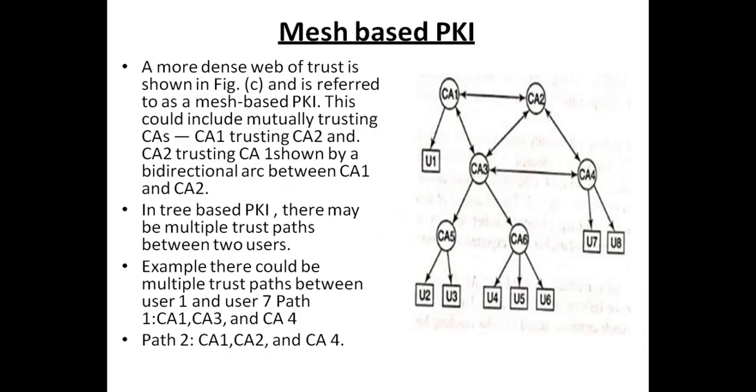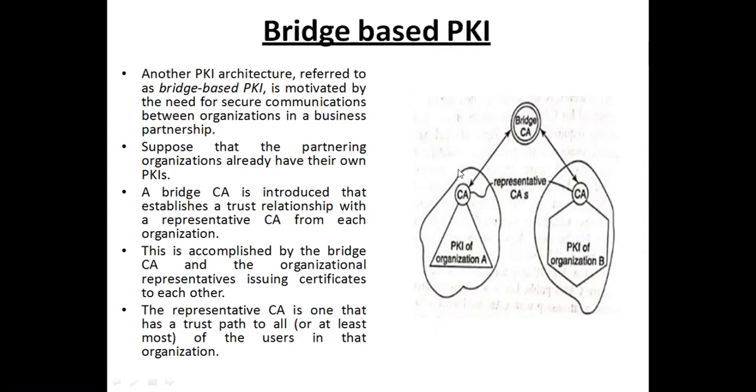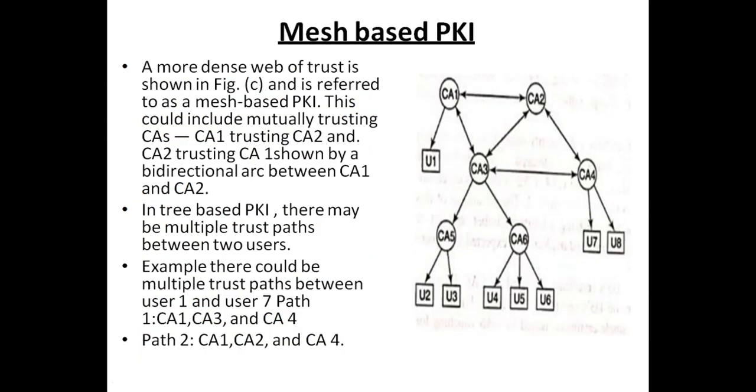Mesh-based public key infrastructure. A more dense web of trust is referred to as a mesh-based public key infrastructure. This could include mutually trusting certifying authorities. CA1 trusts CA2, and CA2 trusts CA1, which is shown by a bidirectional arc. We can notice here that CA1 and CA2 have a mutual trust relationship with this bidirectional arc. In this mesh-based public key infrastructure, there may be multiple trust paths between two users. Yes, there can be multiple trust paths between two users if the situation demands.